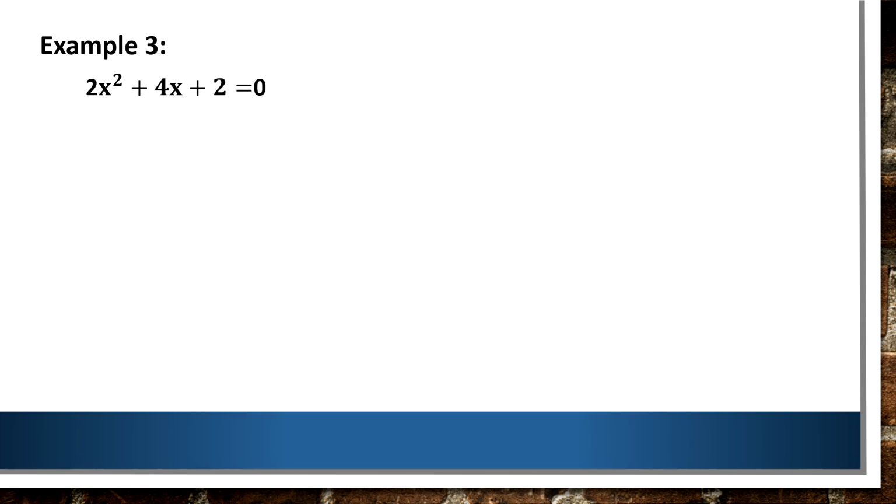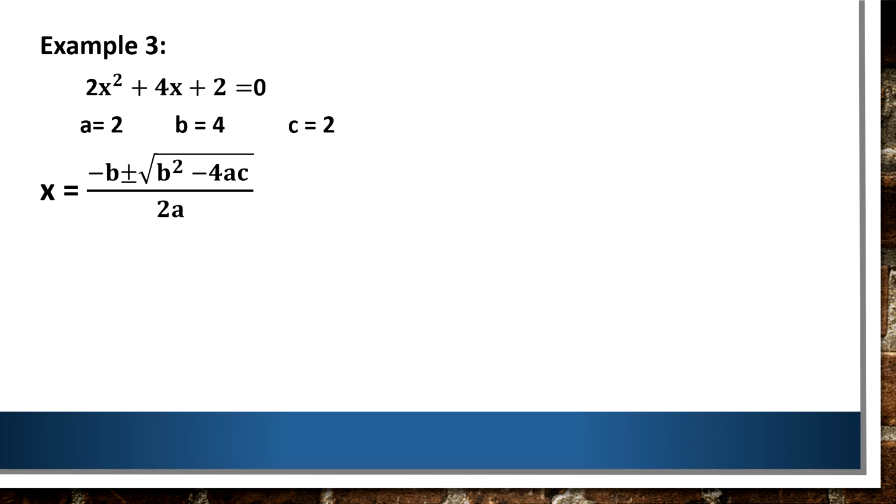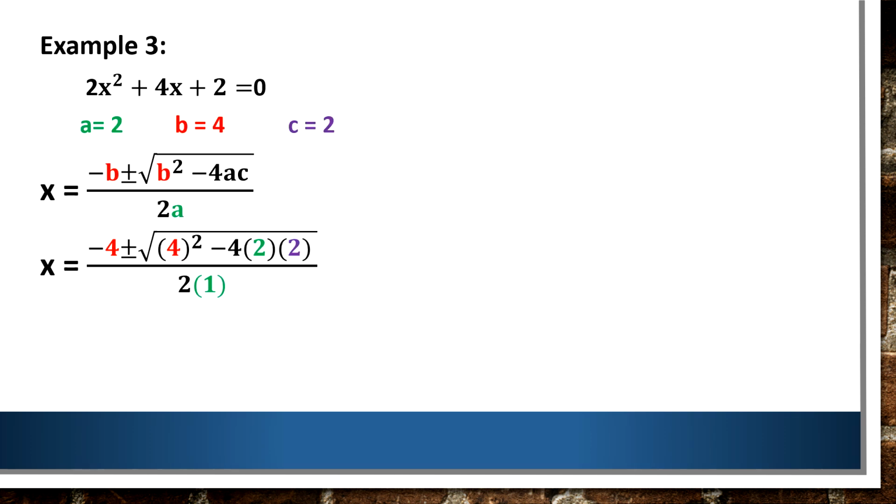Next, third example, 2x squared plus 4x plus 2 equals 0. Make sure the quadratic equation is in standard form and get the values of a, b, and c. The value of a is 2, b is 4, c is 2. Then use the quadratic formula, substitute the values.